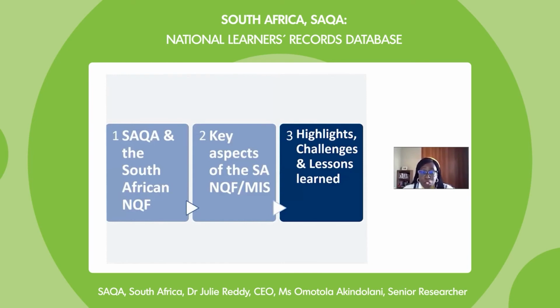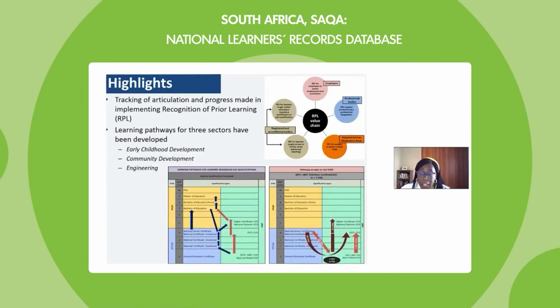I'd like to just briefly touch on the highlights, challenges, and then I'll hand back over to Julie for the lessons learned. But I would like to talk on the key highlights that we've been able to accomplish with the NLRD. As part of our highlights, we've been able to track progress made in implementing recognition of prior learning in South Africa. The data that we have in terms of professional bodies and providers has helped us understand our RPL value chain better. SAQA has, like I mentioned in the previous slide, also been able to conduct learning pathway analysis for 3 sectors in South Africa. Those sectors are the early childhood development, community development, and engineering sectors.